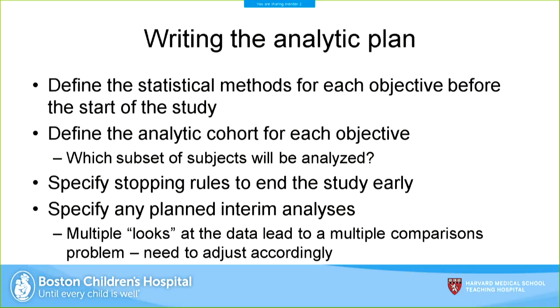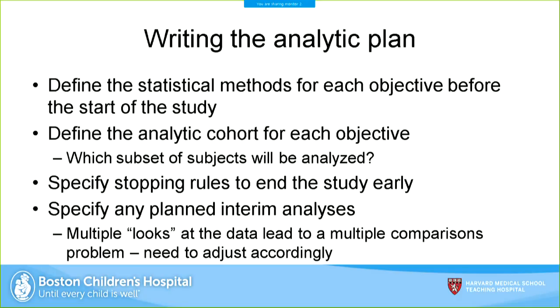The last piece is writing the analytic plan. We want to make sure we define the statistical methods for each objective before we start the study. It's also important to define the analytic cohort for each objective, meaning which subsets of the subjects will be analyzed. It may be clear, maybe all the subjects for all your objectives, but if you're looking at subgroup analyses, which subgroups are you going to be analyzing?